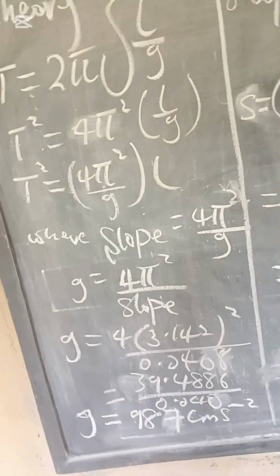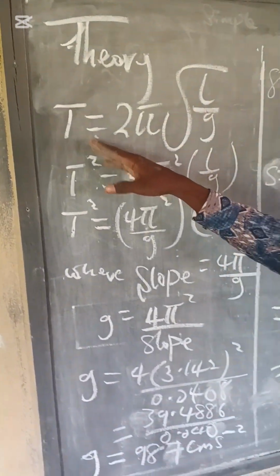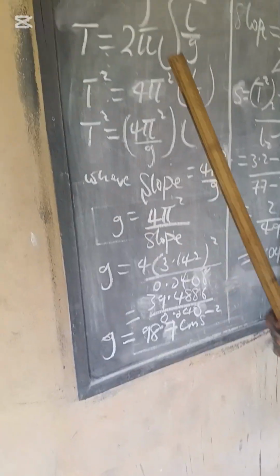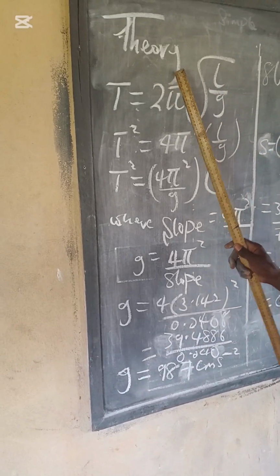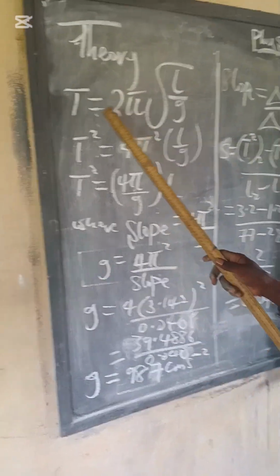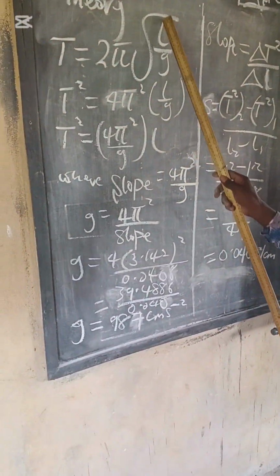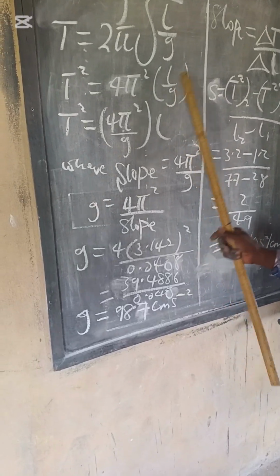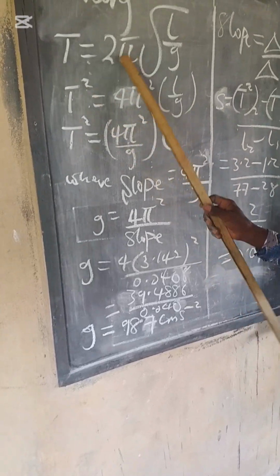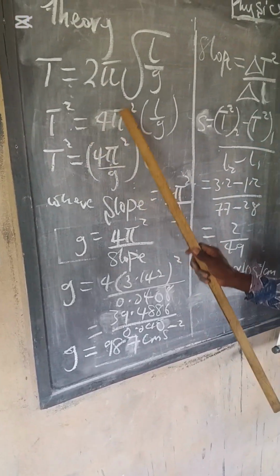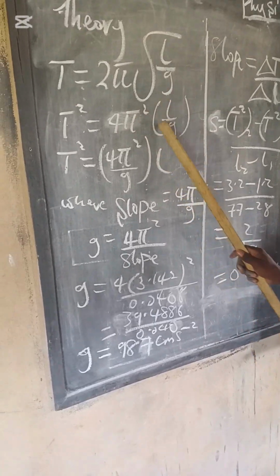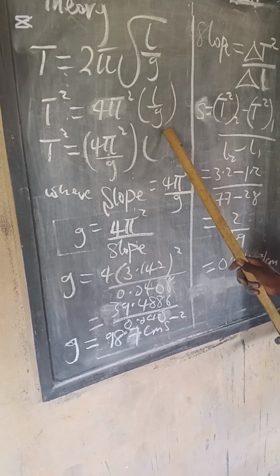Now, this is the theory of the experiment. Actually, we were supposed to have explained the theory before. That is T equals 2 pi root L over g. That is the theory where if we square T, we have T square is equal to 4 pi square times L over g.